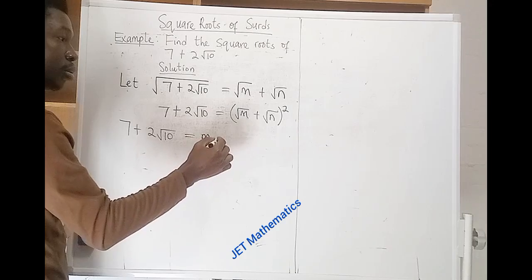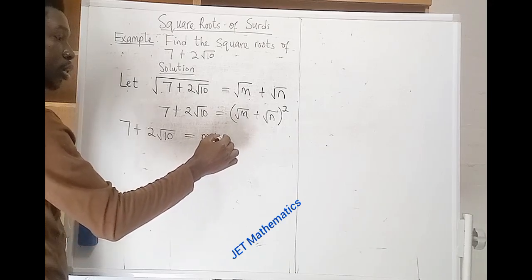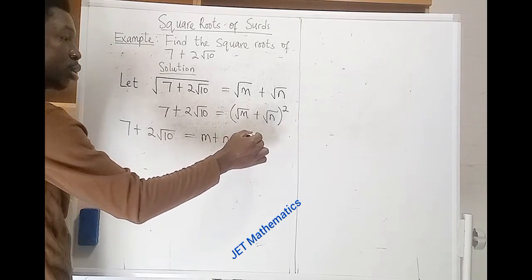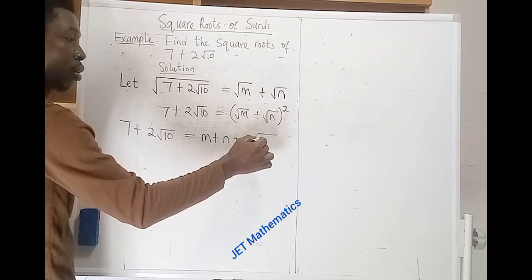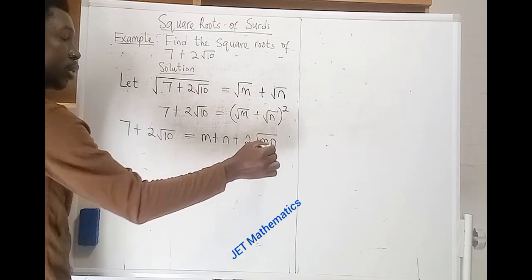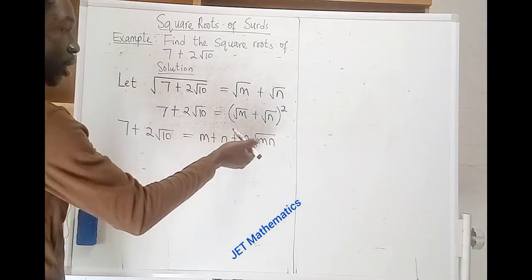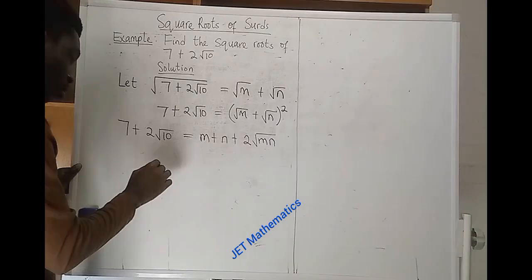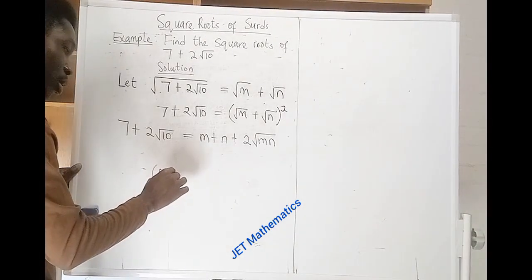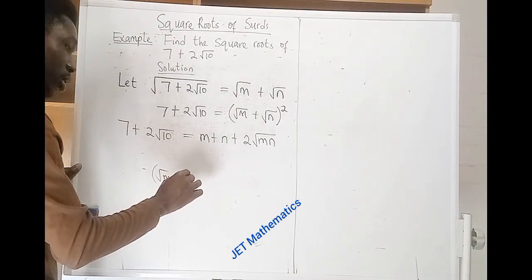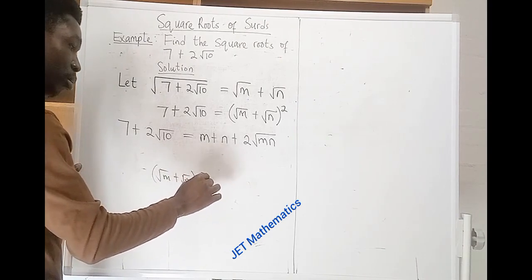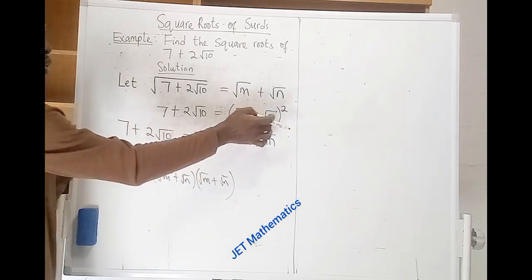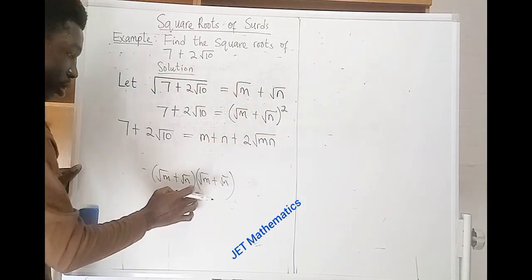m plus n plus 2 root mn. Now someone may ask me, how did you get this? I'll quickly show you that. We have root m plus root n, root m plus root n. That's the meaning of square. So that's what you have here.